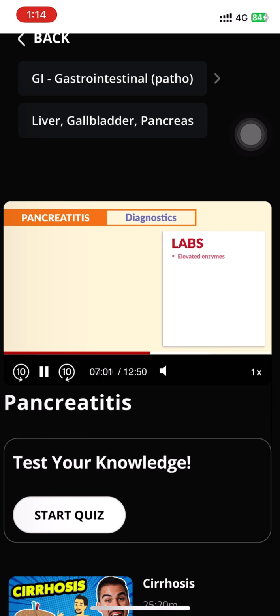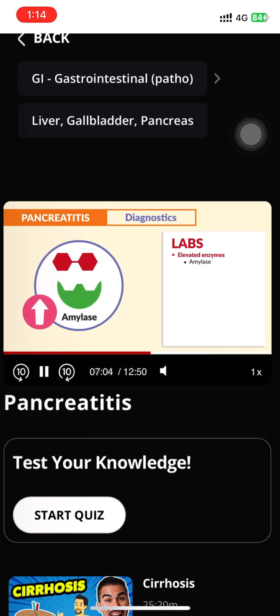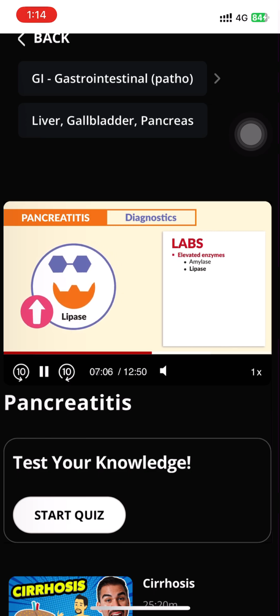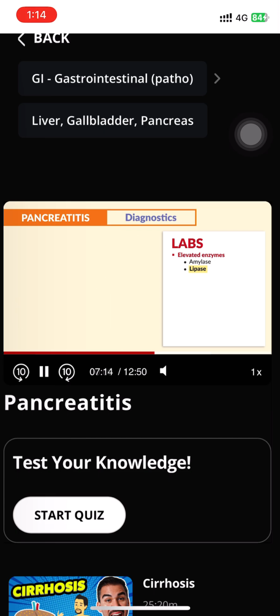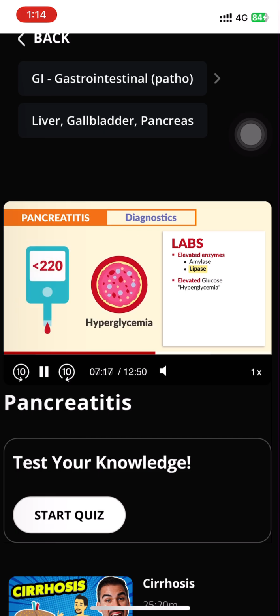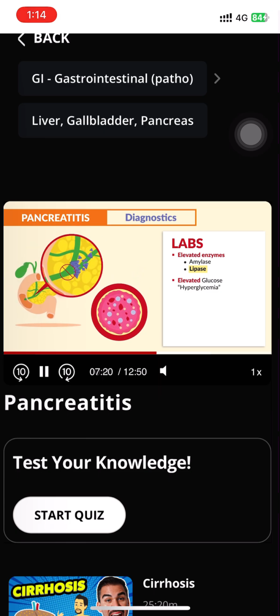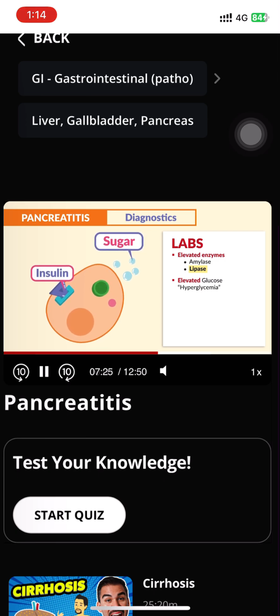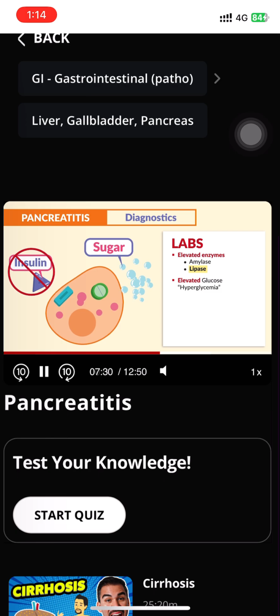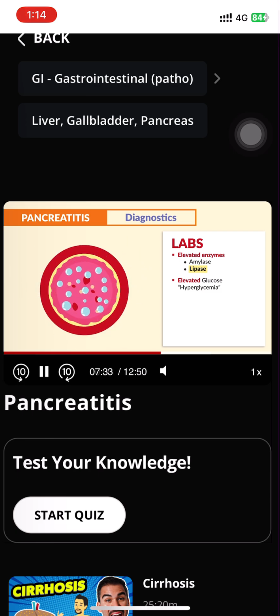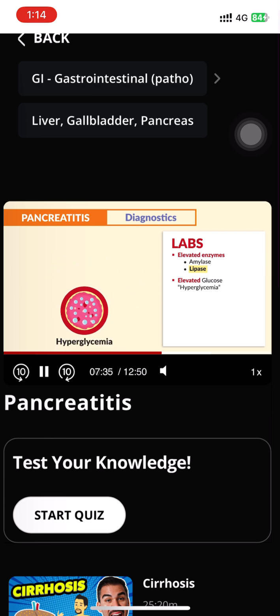In terms of labs, we have elevated enzymes, specifically amylase and lipase. Now, lipase is the biggest one here. Write that one down. It's always the most indicative of pancreatitis, so it's the most tested. We also see elevated glucose, indicating hyperglycemia. This is from the lack of insulin, as it can't get out of the pancreas too. So just think insulin puts sugar into the cell. So without insulin, well then no sugar can go into the cell. So it ends up just sitting around in the bloodstream, and therefore causing hyperglycemia, that elevated blood serum glucose.